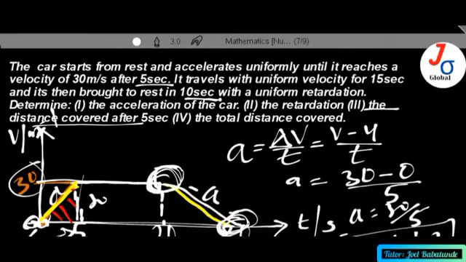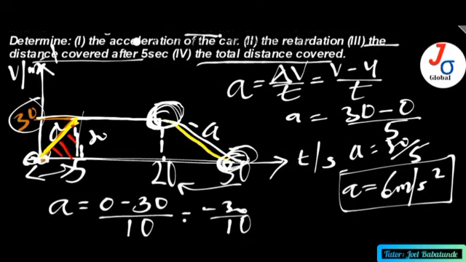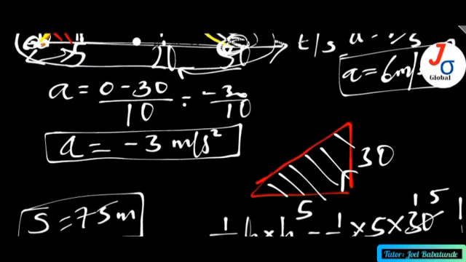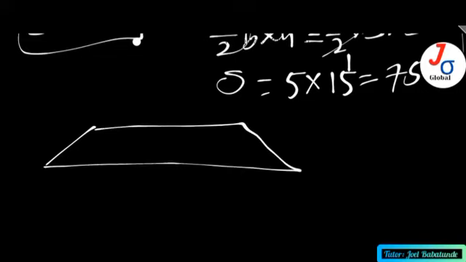Then the last question says the total distance covered. What's the total distance covered? That means if you look at this whole travel of this object, what shape does it look like? Looks like a trapezium. Exactly. It looks like a trapezium, isn't it? Good. And here you have your A, you have here to be your B, and here you have to be your H.